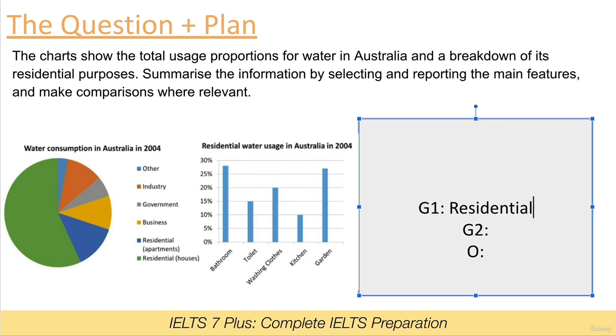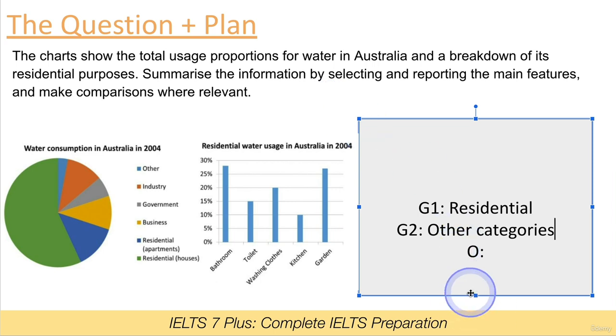So we're going to focus on the residential side, and that will talk about both the pie chart and the bar charts, the two diagrams here. And then we'll touch upon other groups in the second, or other categories. In the second group, so things like government, industry, business, and we'll find creative ways of describing that information there.